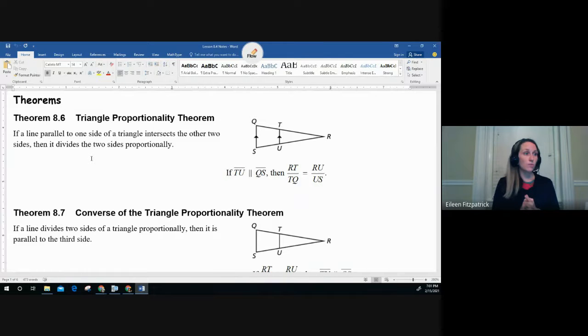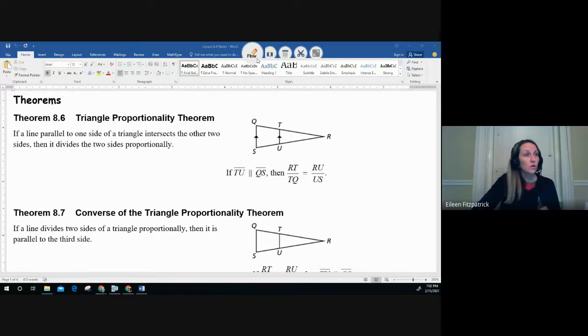First, we have the triangle proportionality theorem, which says that if a line is parallel to one side of a triangle, so we're talking about this line here, TU, is parallel to this side of the big triangle, and TU intersects this side and this side of the large triangle, then TU divides this side of the triangle proportionally to that side. So you can set up proportions like the one listed below. It says that RT to TQ is equal to RU to US.